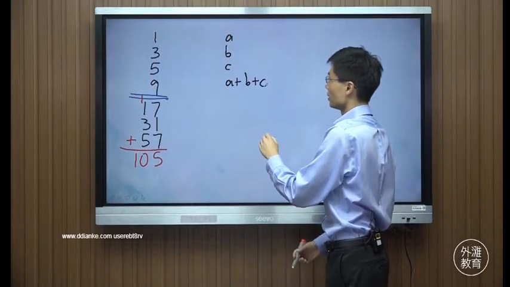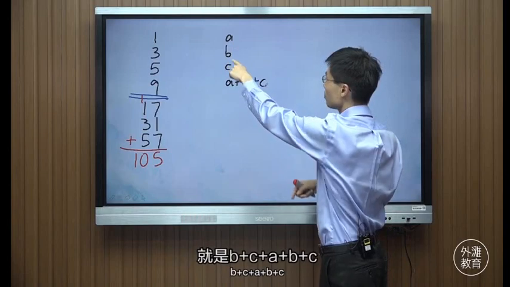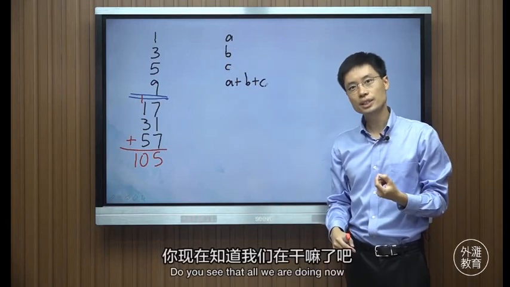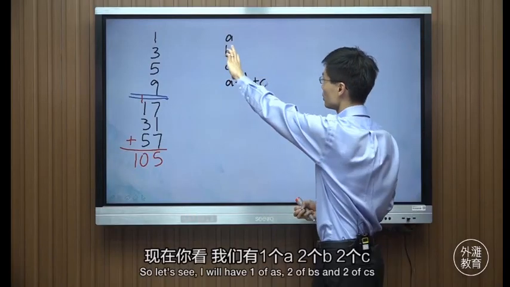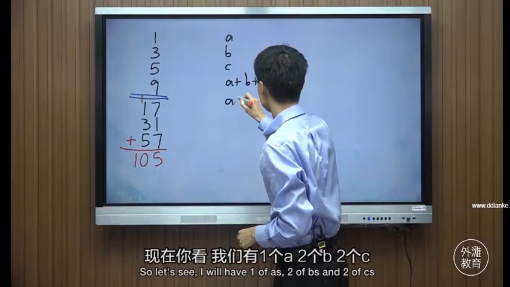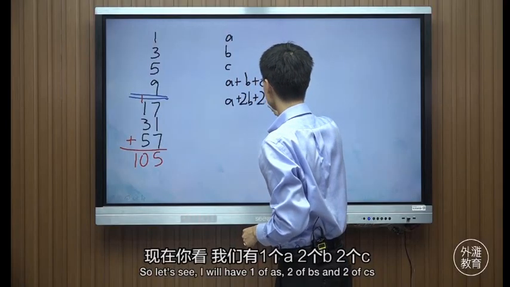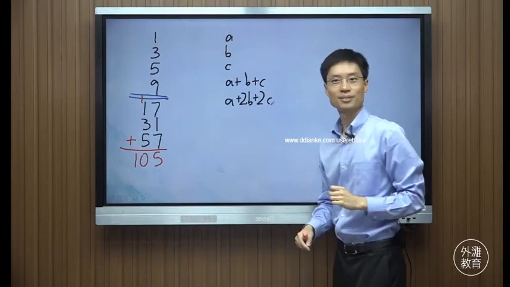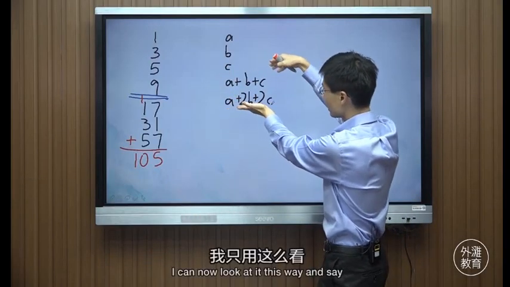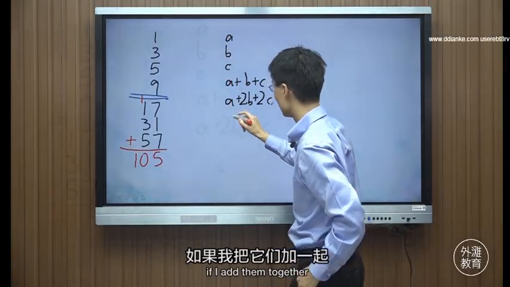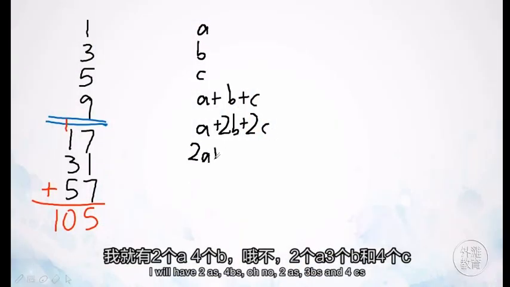What's the 5th number? I need to take these and add together: B plus C plus A plus B plus C. Do you see that all we're doing now is counting how many A's, B's, and C's we have? So let's see. I'll have 1 of the A's, 2 of the B's, and 2 of the C's. That's what I get when I add these 3. Then how do I add these 3 to get this one? If I add them together, I'll have 2 A's, 3 B's, and 4 C's.